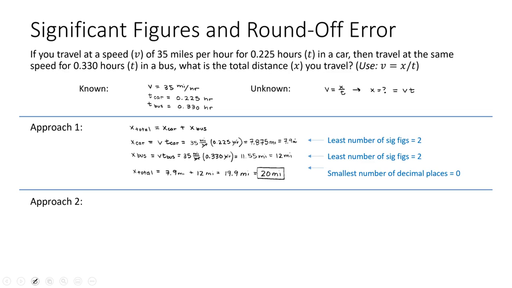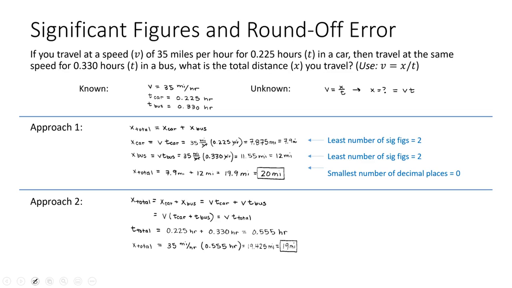Okay, so what is approach 2? It starts at the same place. So my total distance traveled is just the distance traveled in the car plus the distance traveled in the bus. But now, instead of calculating those two things out separately, I'm just going to plug them both into this initial equation. So I have v times t car plus v times t bus.